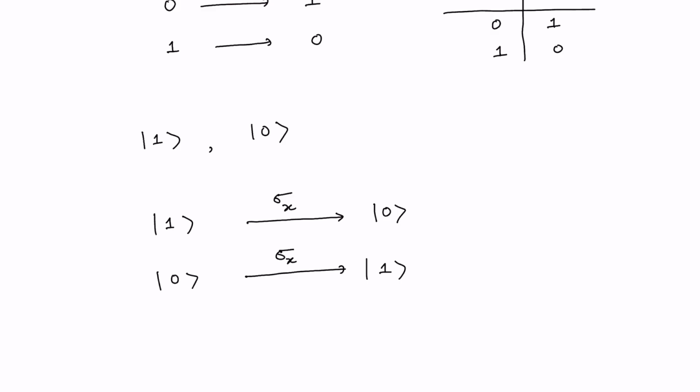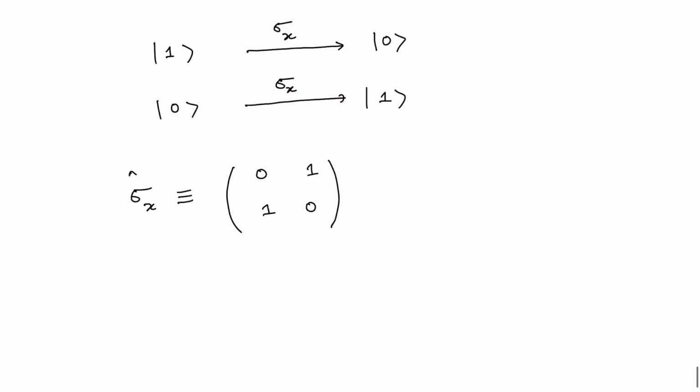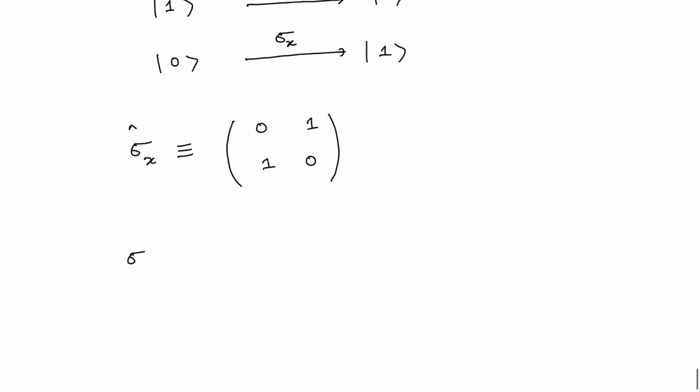Sigma x does that. In fact, you know that sigma x is the x component of the Pauli operator, the Pauli vector, and in matrix form it is represented as 0 1 1 0. You can easily check that if the Pauli operator is applied on the state gate 1, it is going to convert it to gate 0.